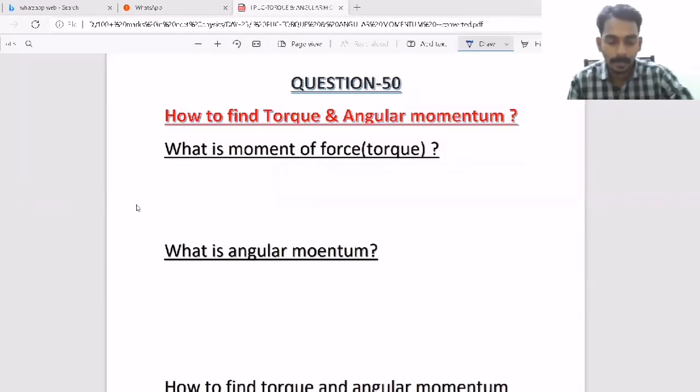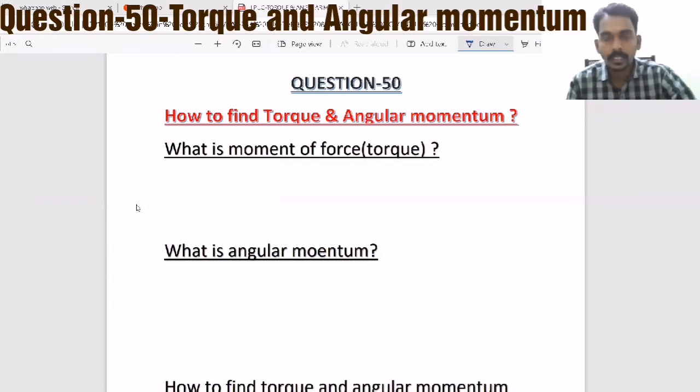Hi everyone. So finally we reached question number 50. That's all about how to find torque and angular momentum. So it's all about torque and angular momentum.